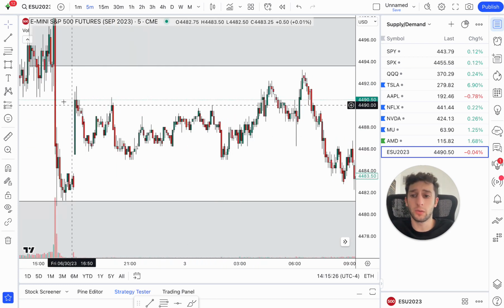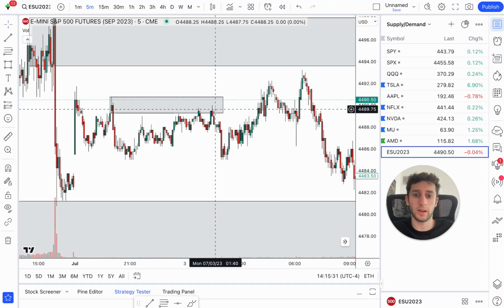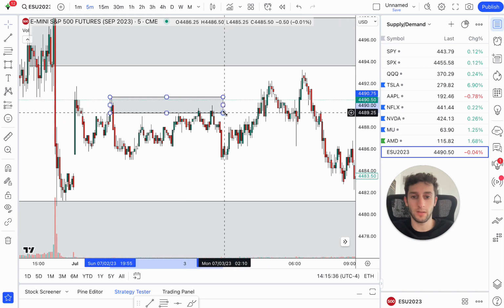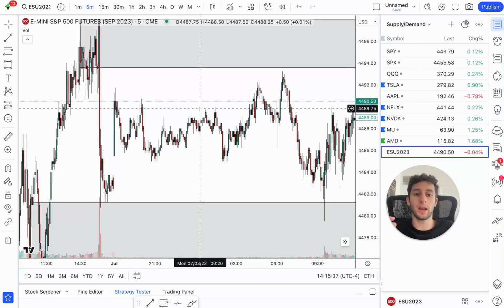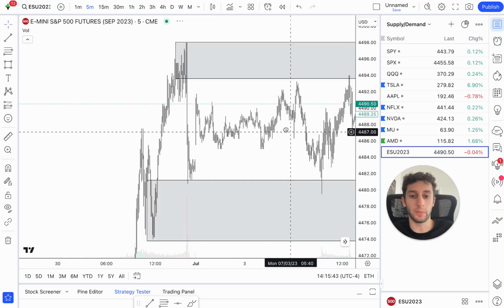Now, can these zones still work? Of course. You're getting a beautiful 5-minute zone here. We got a nice tap, a little dump into it. Of course these zones are going to work. But if you want to have the best chance of success, the highest winning percentage, what you want to do is stick with your higher time frame zones.